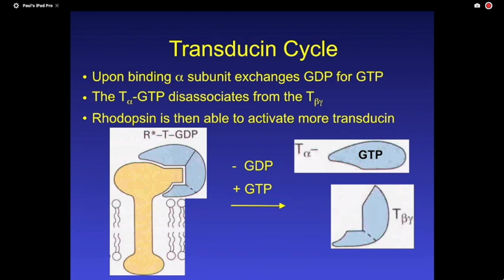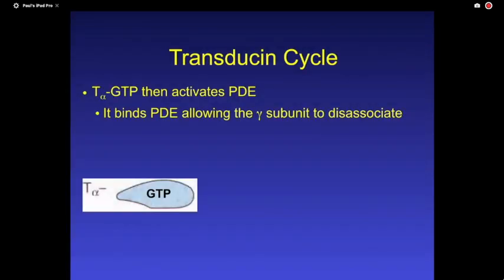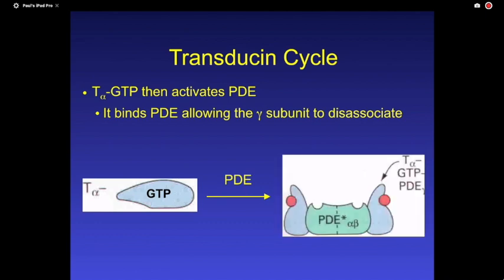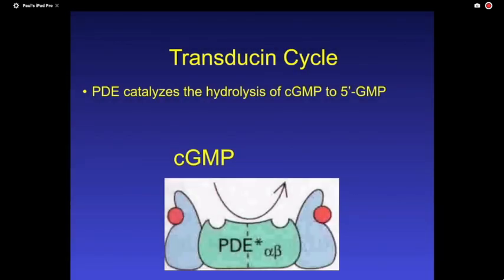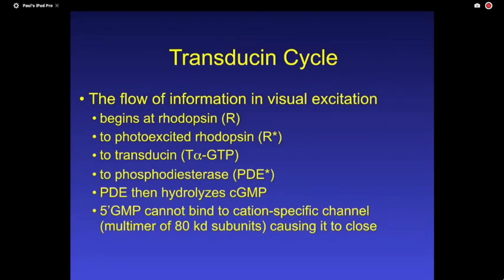And now I have the GTP that is roaming around. The GTP then can float in the membrane to PDE. It will bind to PDE in such a way that it actually removes the regulatory subunits, creating an active PDE, which then takes lots of cyclic GMP and creates lots of 5' GMP. Once the concentration of cyclic GMP goes down far enough, it will not effectively bind to the sodium channel, and when it is not bound, the sodium channel closes.